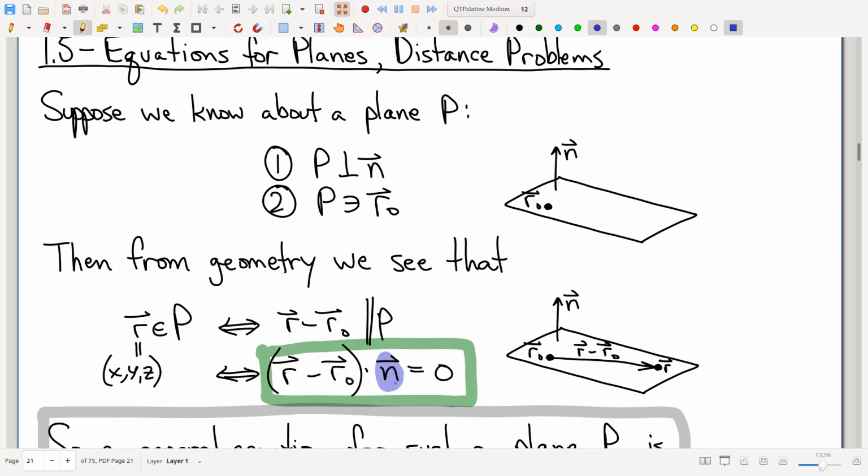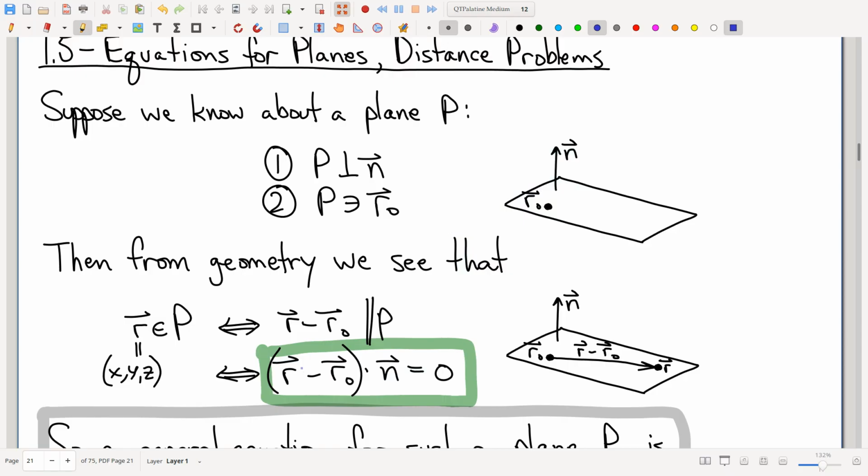Well, can that normal vector be 0? Keep in mind, its job is to point in a direction that's perpendicular to the plane. It has to point in a direction. It can't be 0. Otherwise, it just wouldn't be able to do its job. Does that make sense to everybody? Okay. So that one we don't have to worry about at all.